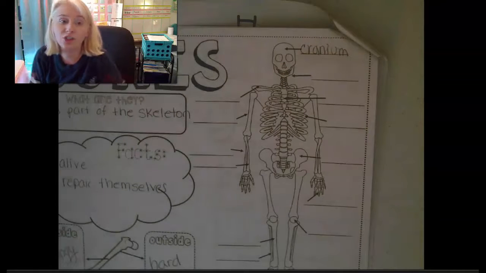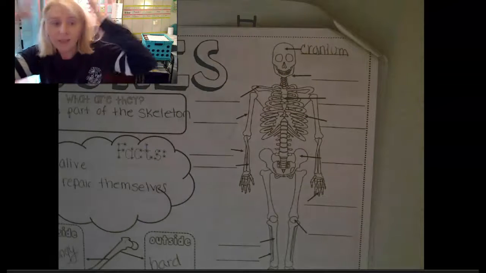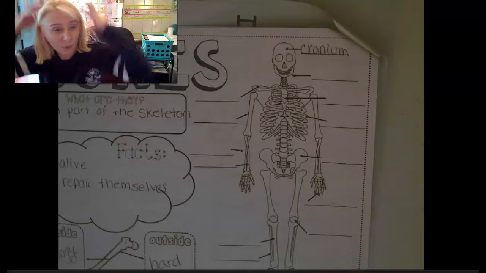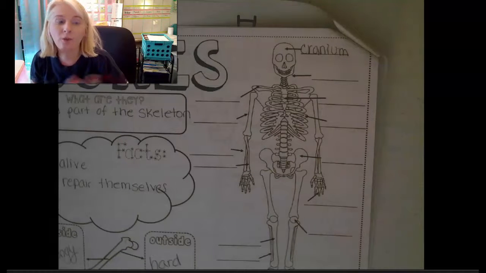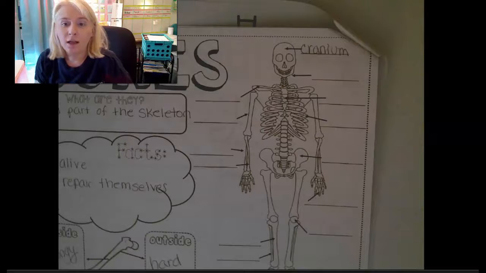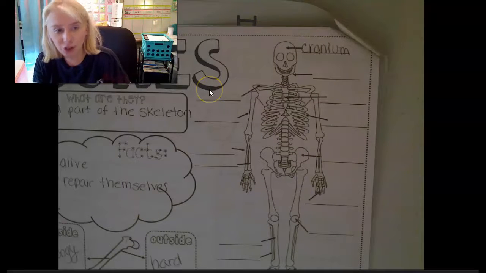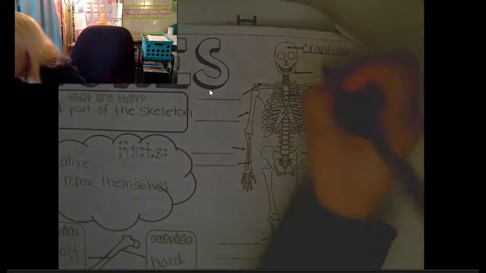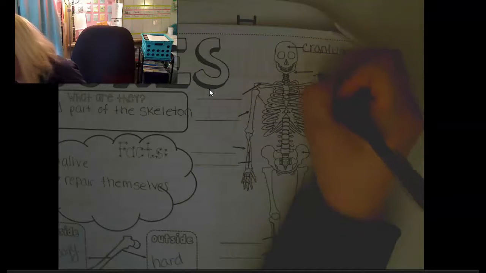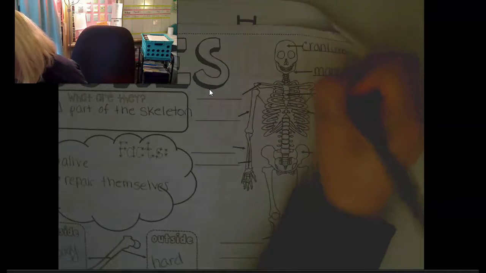Now the cranium is a general term for the skull. It's actually broken down into different regions, like you have a parietal region and a temporal region, but like I said, we're not going into all the specifics. We're just staying very general in 5th grade. All right, then we have the jawbone, the mandible.